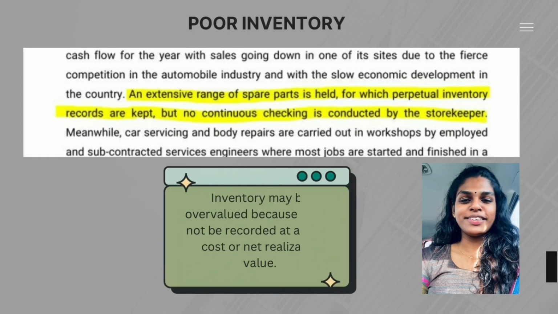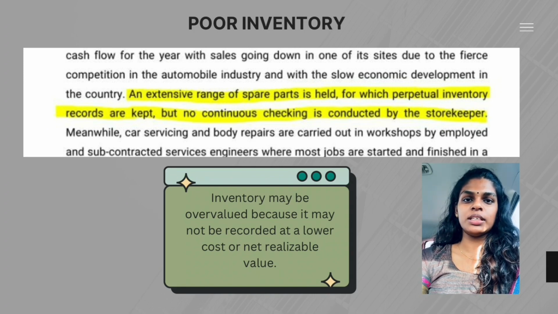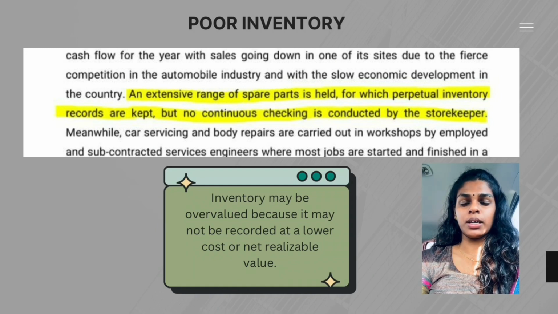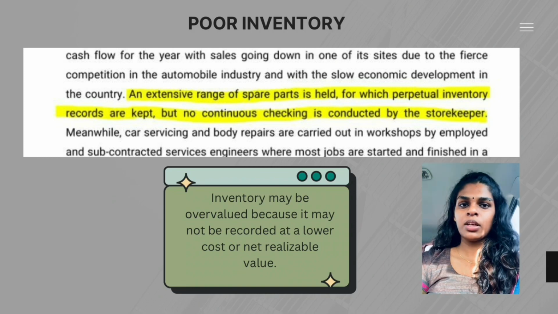The audit risk to be addressed when planning the financial audit of Misty Motors for the year ended 30 June 2017 is poor inventory recording. The evidence is, as highlighted, an extensive range of spare parts is held for which perpetual inventory records are kept, but no continuous checking is conducted by the storekeeper.